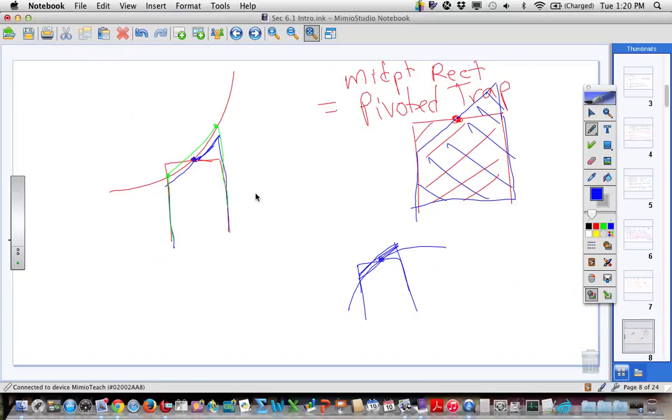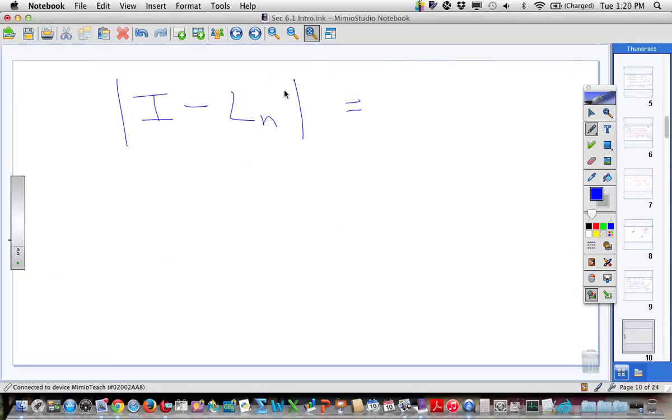Okay? And then there's just some notation I want to make sure we understand. So jot this down real quick. So you're going to see some of this notation right here.